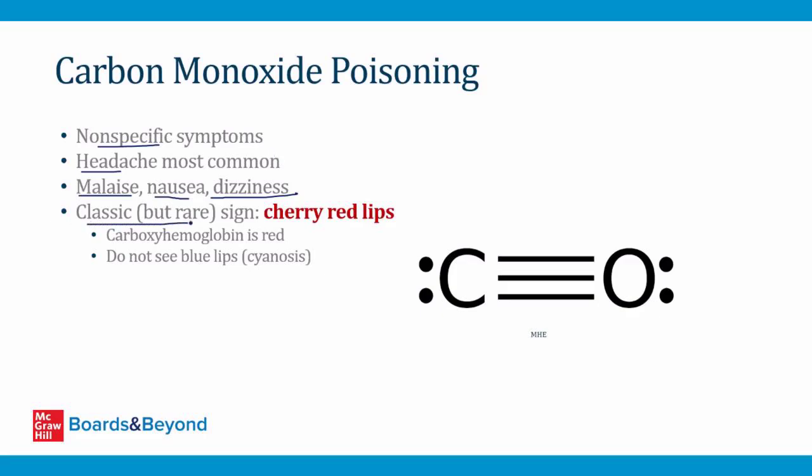There's a classic but very rare clinical sign, that's cherry red lips. So carboxyhemoglobin is red. So in a patient who has nonspecific symptoms and maybe even reports a little bit of shortness of breath, you don't see blue lips and cyanosis like you expect. Instead, they're cherry red, and that's from carbon monoxide poisoning.